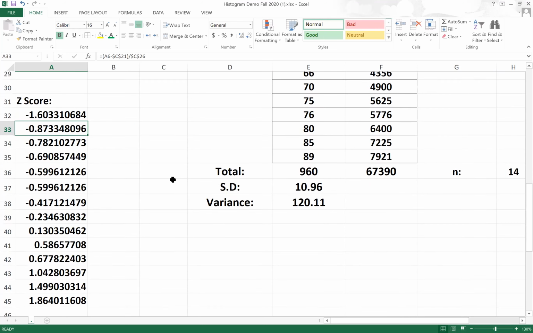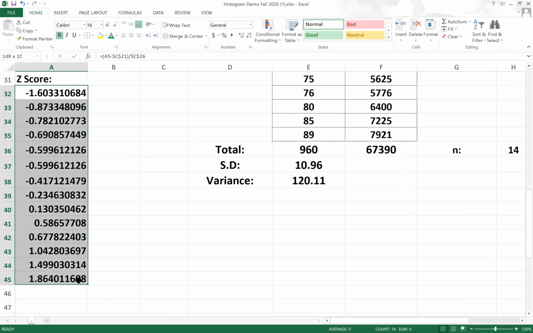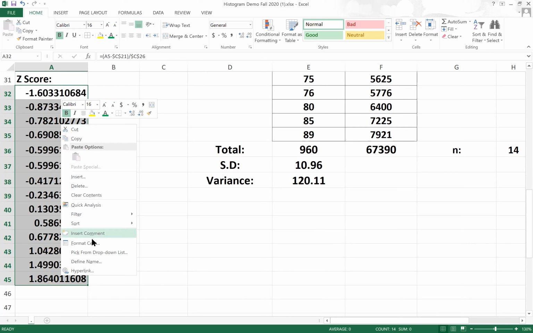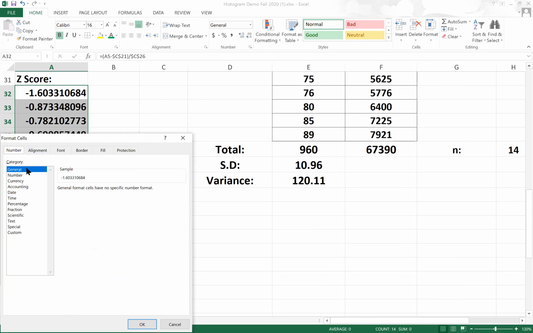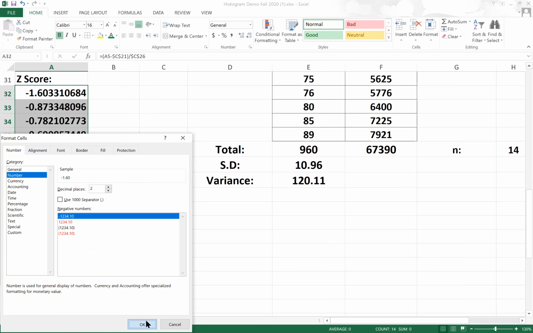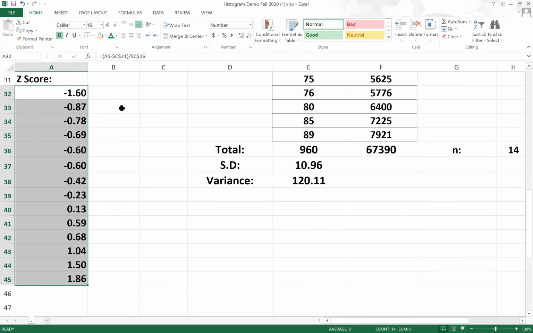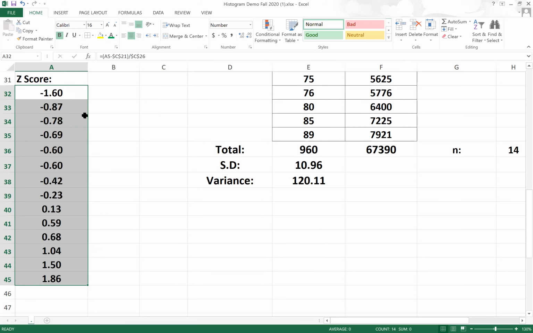Okay, then the last thing, we're gonna round it to 2 decimal places. That's convention for z-score. So you go to format cells, highlight all the z-scores, and then go to format cells, then click on numbers, 2 decimal. Okay. Now you'll have a nice table, right, with the 2 decimal for the z-score.